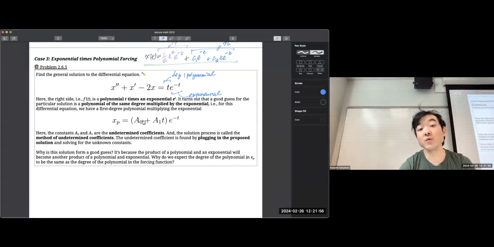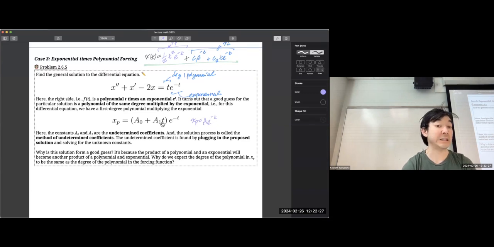Now, we do need a general first-degree polynomial right here. For instance, let's say the particular solution is not degree 1, but just a constant, a constant times e to the negative t. This will not work because if you plug this into the left-hand side, you will never have a t times e to the negative t show up, right? This already has just a times e to the negative t. So we're not doing that.